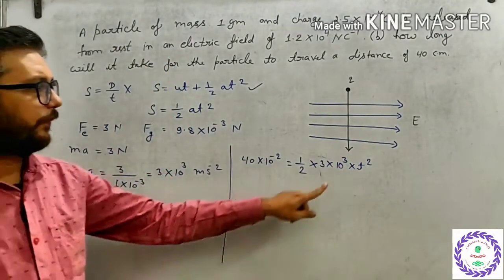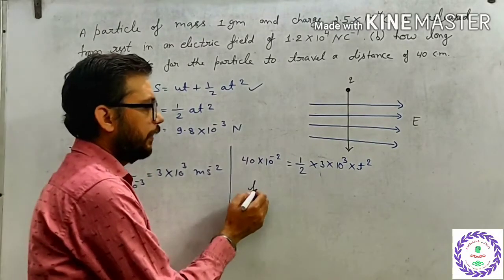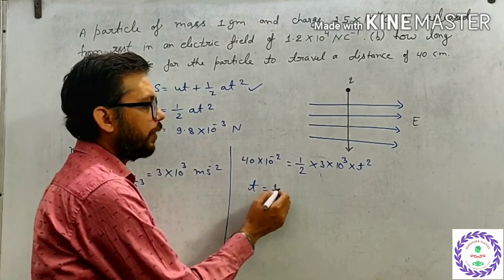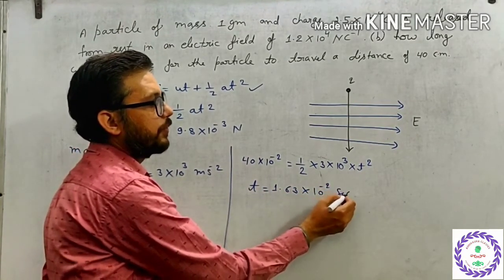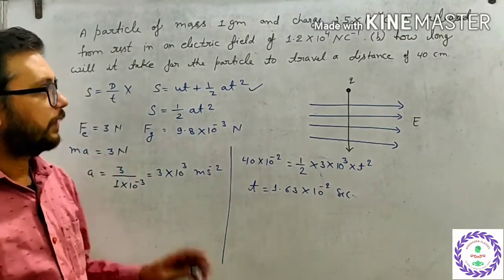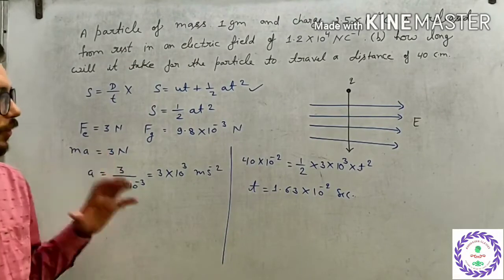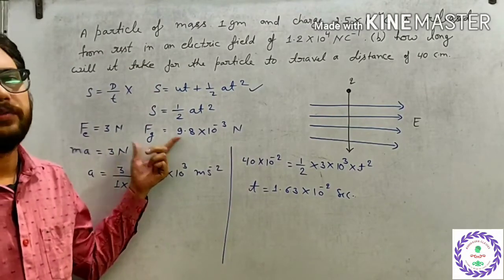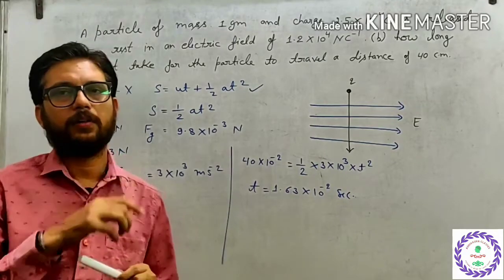So simply we can solve the equation, and we get t equal to 1.63 × 10^-2 second. So this is the second part of the question. Here it is assumed that the force of gravity is negligible. Now we will discuss the third part of it.